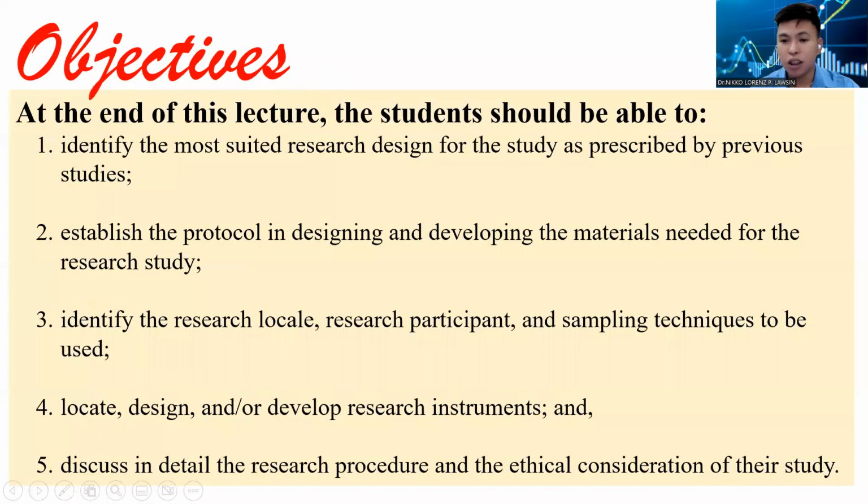Here are the lesson objectives of this session. At the end of this lecture, the student should be able to identify the most suited research design for the study as prescribed by previous studies, establish the protocol in designing and developing the materials needed for the research study. Number 3, identify the research locale, research participant, something that needs to be used. Number 4, locate, design, and develop research instruments. And number 5, discuss in detail the research procedure and the ethical consideration of their study.